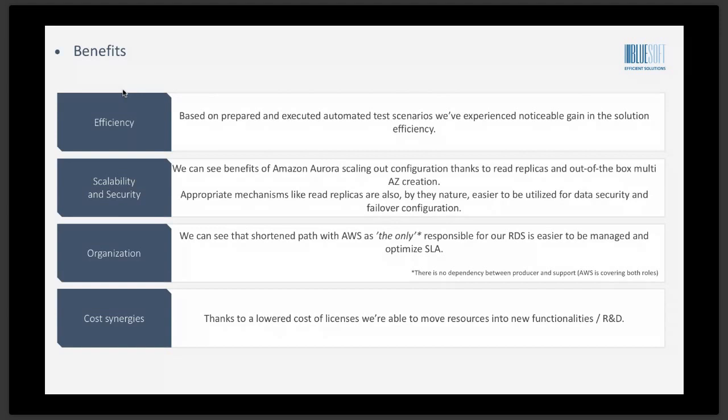Of course, you have to remember, and we started from that, we'll finish on cost synergies. Aurora is much more cheaper. So deciding on this way of utilizing your resources into RDS enables you at the same time just to move resources into something else. In our case, it was R&D and new functionalities, which are helping us to extend our product just to make it more efficient and marketize it somehow.